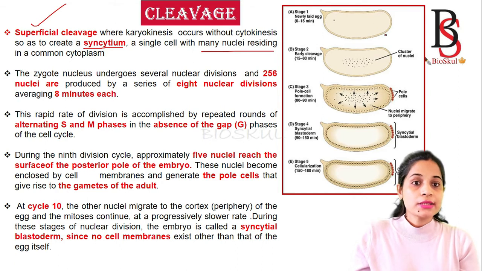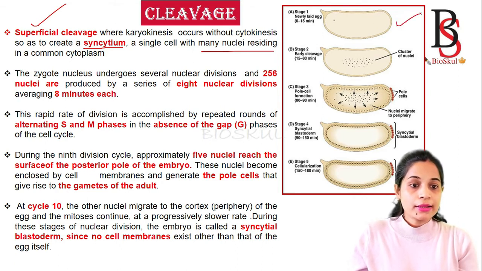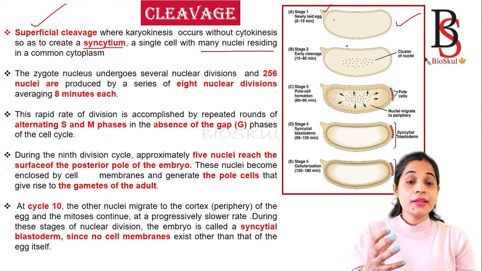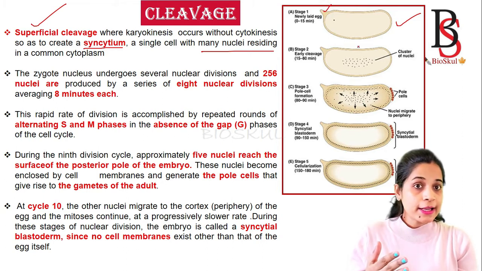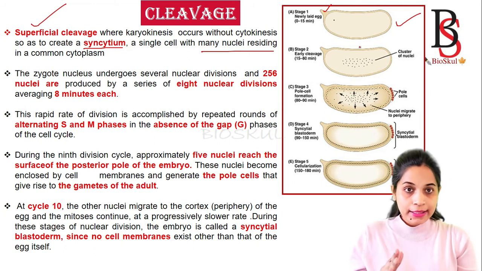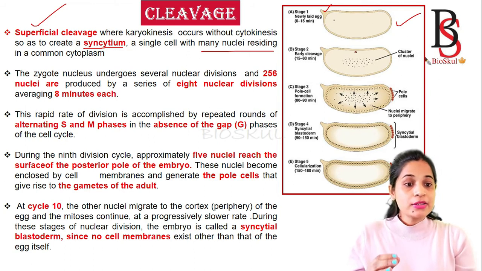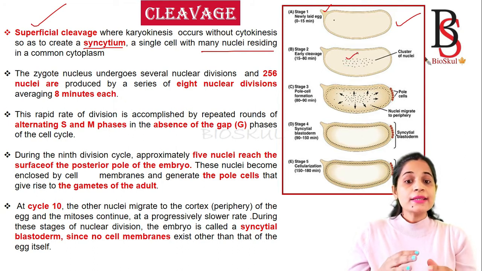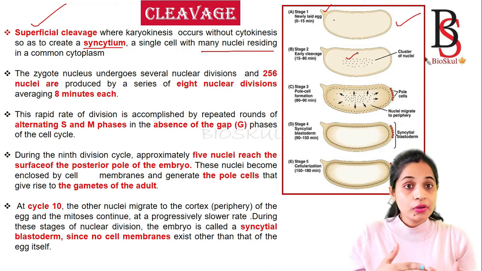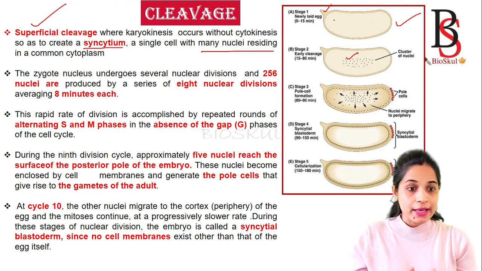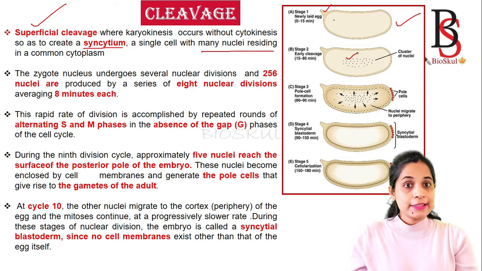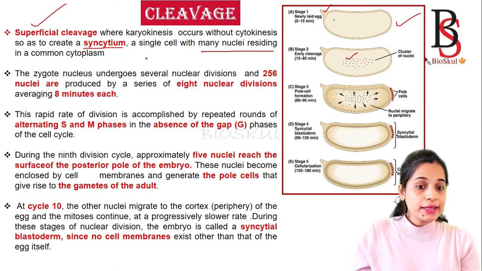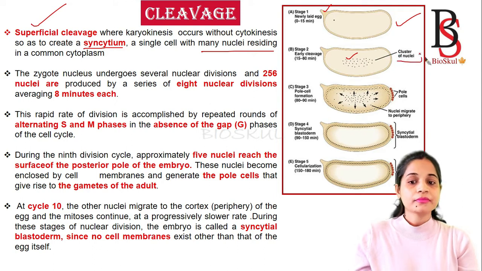Here you can see this is the egg of Drosophila, and this opening is known as the micropyle, through which the sperm enters, and the Drosophila egg is a centrolecithal egg, and it shows superficial cleavage. In superficial cleavage, what happens, these are the nuclei. So there is karyokinesis, the division of the nucleus without the division of the cell, that leads to the formation of a syncytium. So in a single cell you will find many nuclei, a cluster of nuclei.